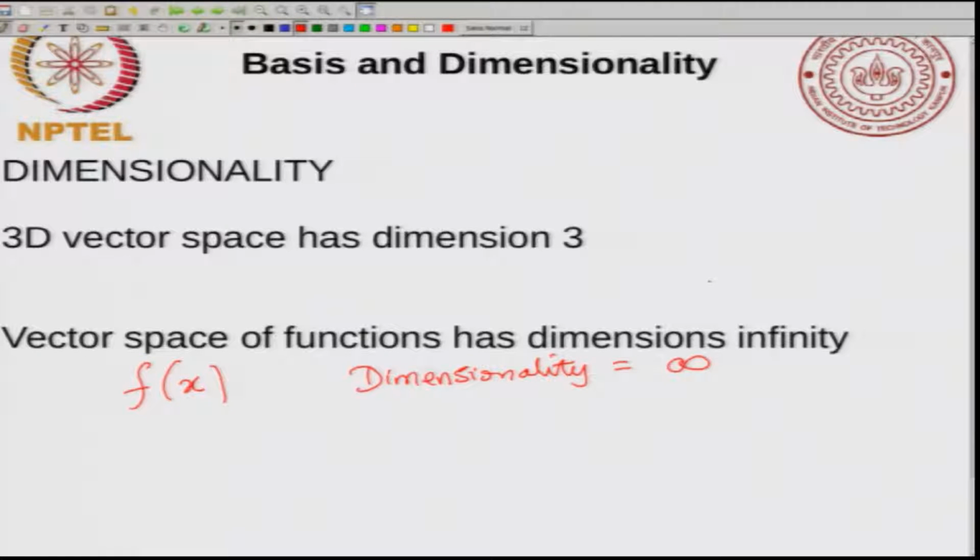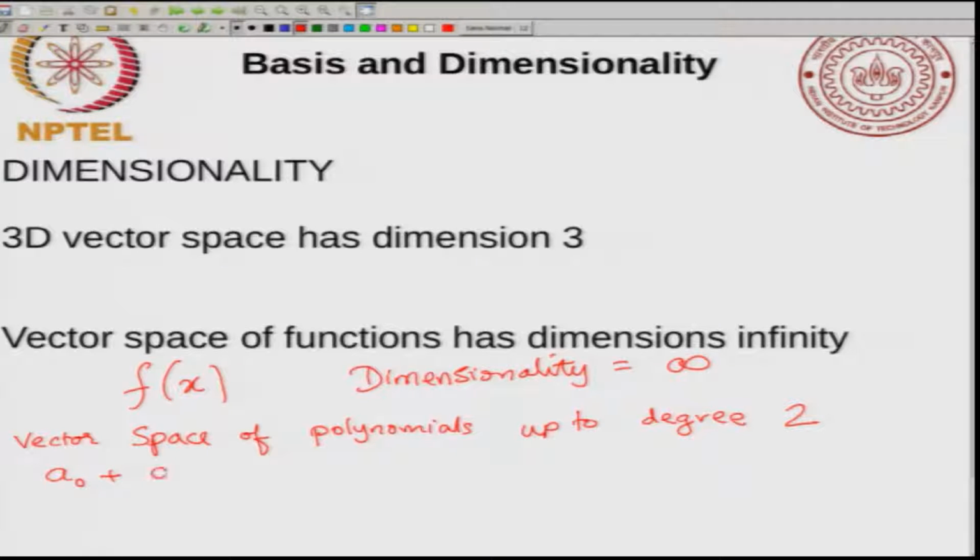Okay. So, for example, you can consider a vector space. So, we consider the vector space of polynomials up to degree, let us say 2. Okay. So, that will be of the form a0 plus a1x plus a2x square. Okay. So, that is what a typical polynomial will look like.